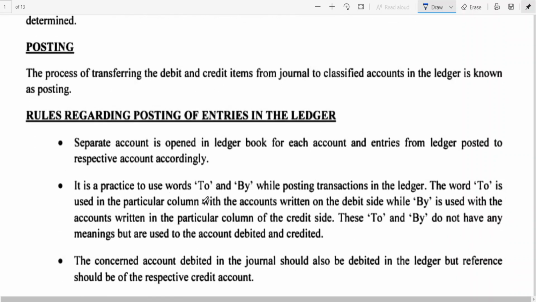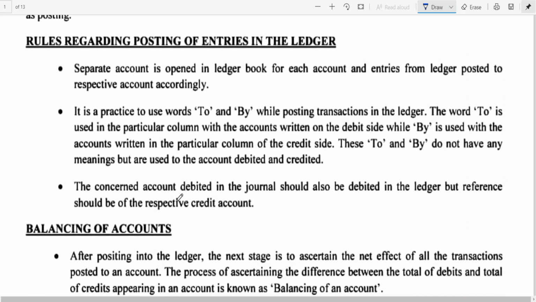In practice, we use "to" for the debit side posting and "by" on the credit side. Okay, now this is important. The concerned account debited in the general journal should also be debited in the ledger, but the reference should be of the respective credit account. This also I have told you already.